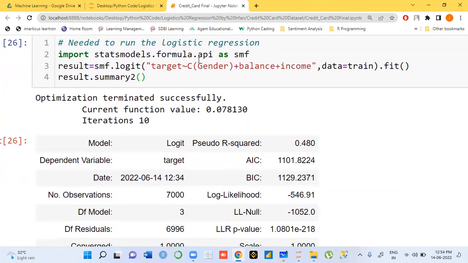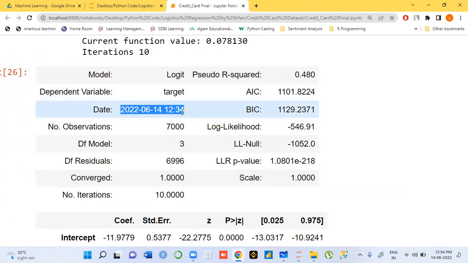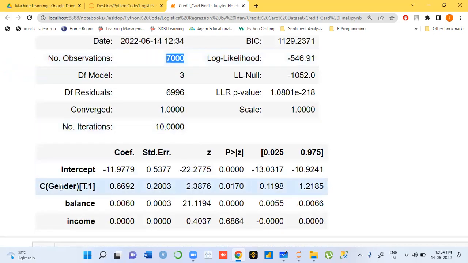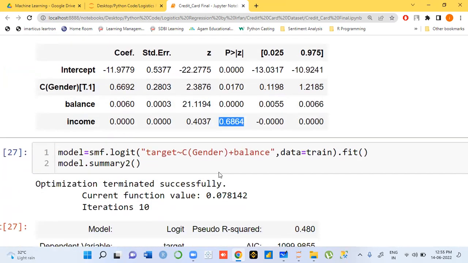Okay. What is the model name? Logit. Target variable, dependent variable name. Date of running also along with time. 10,000 was the data in main data. 70% is how much? 7,000. Clear? Next. Intercept. Gender. Look at the p-value. Less than alpha. Balance. Your income greater than alpha.